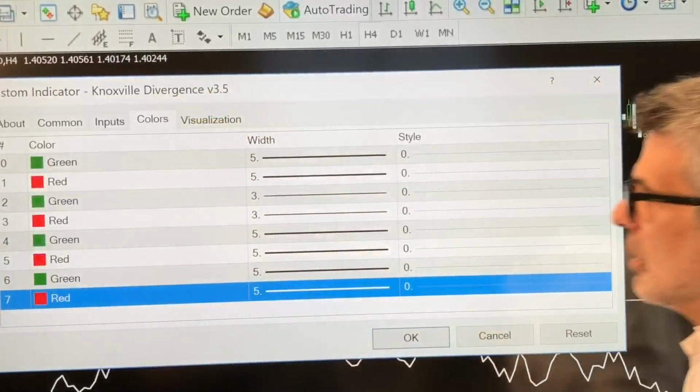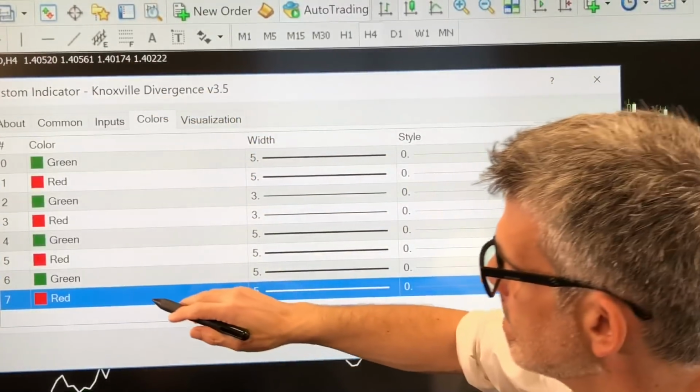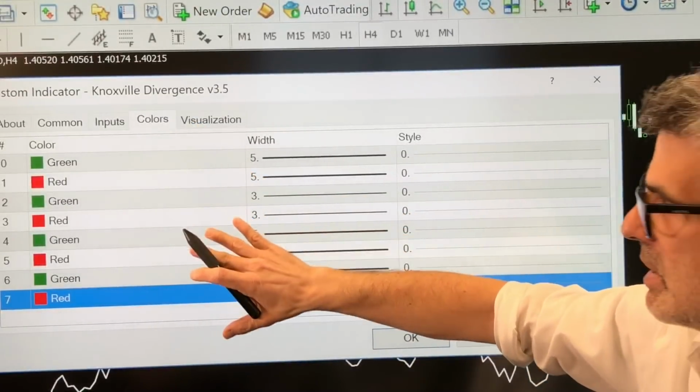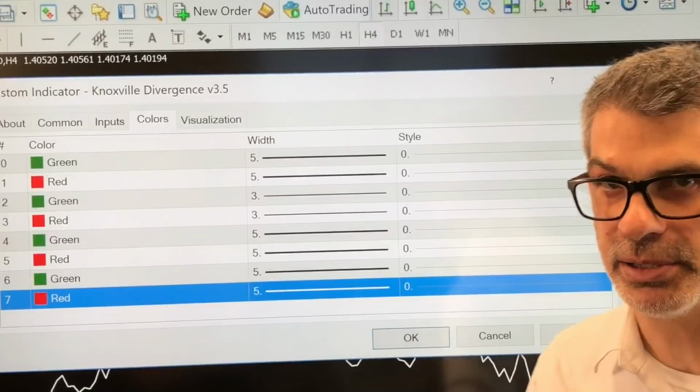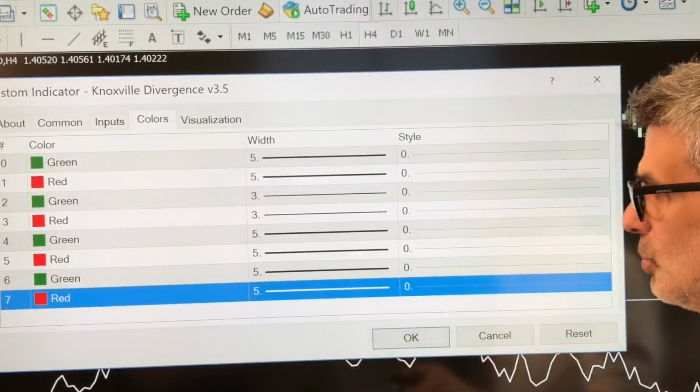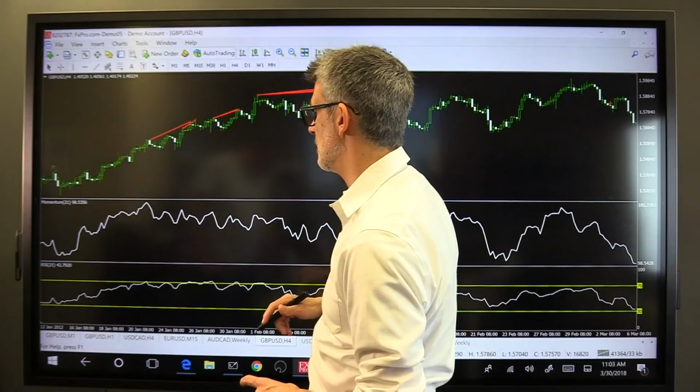I'm going to click on Colors. And you can see it's all red and green. Red and green, red and green. Well, that's perfectly fine. I don't want to change anything. We can draw on the chart later. You can change it as you like. And we're going to click OK.